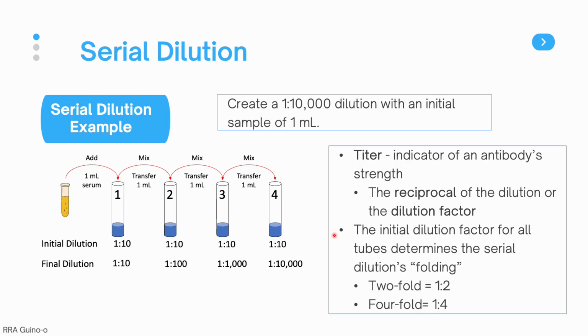And also in a serial dilution, the initial dilution factor for all the tubes determines the serial dilution's folding. When we say folding, this is just a term that we use to indicate how we dilute each tube in a serial dilution. For example, in this dilution, the initial dilution factor is 10. So this would be a 10-fold dilution. If you have a 2-fold dilution, all the tubes would have an initial dilution factor of 1:2. If you have a 4-fold dilution, then you would have tubes with the initial dilution factor of 1:4.